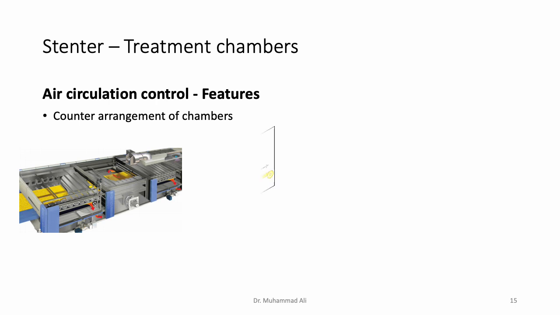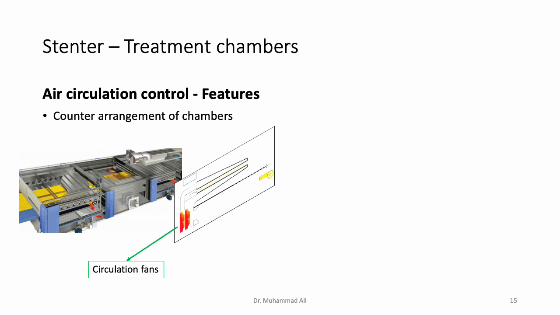What I mean to say here is that if, let's say, this is the internal view of the first chamber, then you can see the circulation fans are on the left hand side, while the burner is shown on the right hand side in yellow, as you can see on the other side, right? So let's say in the first chamber, the fans are on the left hand side and the burner is on the right hand side.